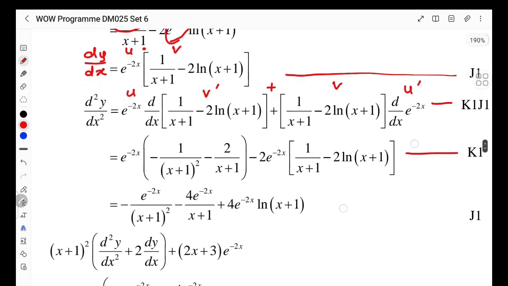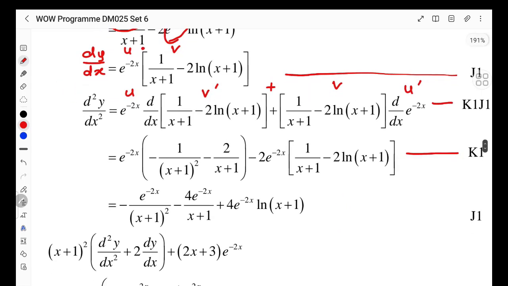And for the final answer, you just multiply everything inside the bracket. So here you get negative e to the power negative 2x over (x plus 1) squared, minus 2 times e to the power of negative 2x over x plus 1, plus, this one is already simplified, so you need to expand this. So you will get this answer, G1.